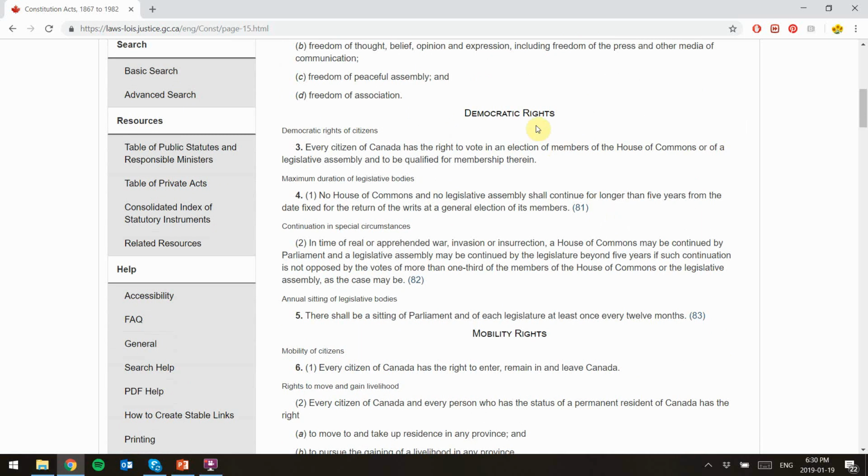The next section looks at democratic rights. So the idea that everyone has the right to vote, everyone has the right to be a candidate, and that the government needs to call an election every 5 years. You might have heard about the Supreme Court deciding that this means that people living abroad should be able to vote, because it says every citizen of Canada has the right to vote, right? It doesn't say where you live. This was just very recently decided by the Supreme Court, that this means that those outside of Canada should be eligible to vote.